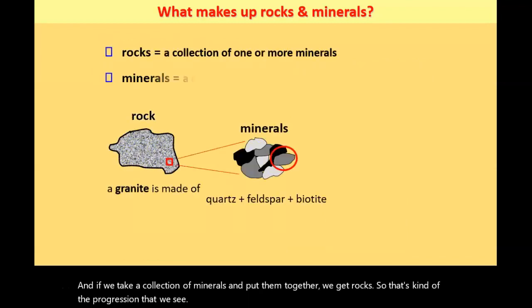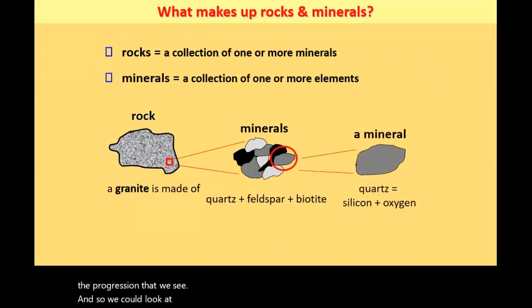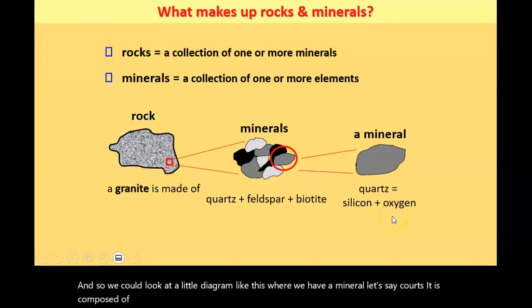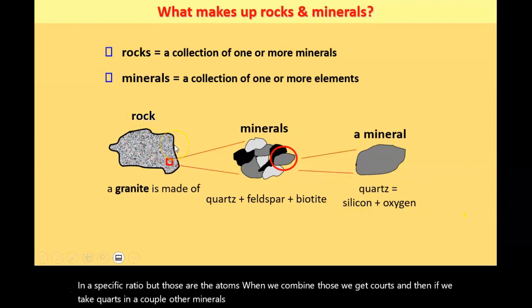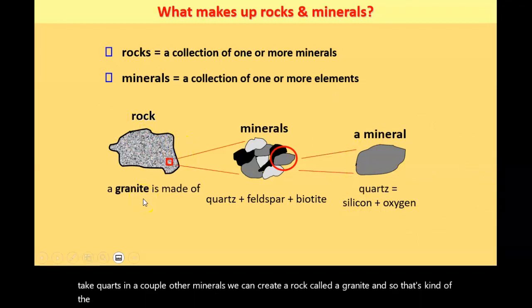And so we could look at a little diagram like this where we have a mineral, let's say quartz. It is composed of silicon and oxygen in a specific ratio, but those are the atoms. When we combine those, we get quartz, and then if we take quartz and a couple other minerals, we can create a rock called granite. That's kind of the relationship between atoms, minerals, and rocks.